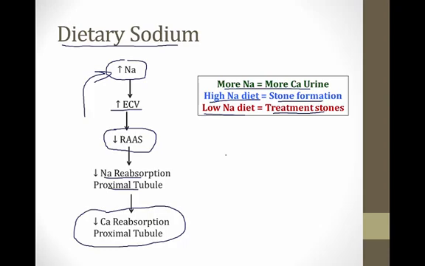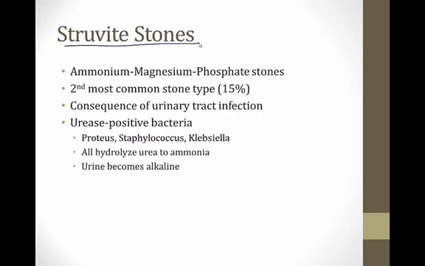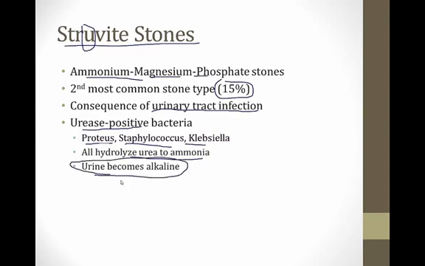Next type of kidney stone is the struvite stones. These are stones made up of ammonium, magnesium, and phosphate. They are the second most common type of stone, responsible for about 15% of kidney stones, and they are a consequence of urinary tract infection. So I always remember the U in struvite stands for UTI. If you get a UTI with urease positive bacteria, these are bacteria like Proteus and Staphylococcus and Klebsiella, these all hydrolyze urea to ammonia in the urine, and therefore the urine becomes alkaline, and an alkaline environment is what creates the formation of struvite stones.